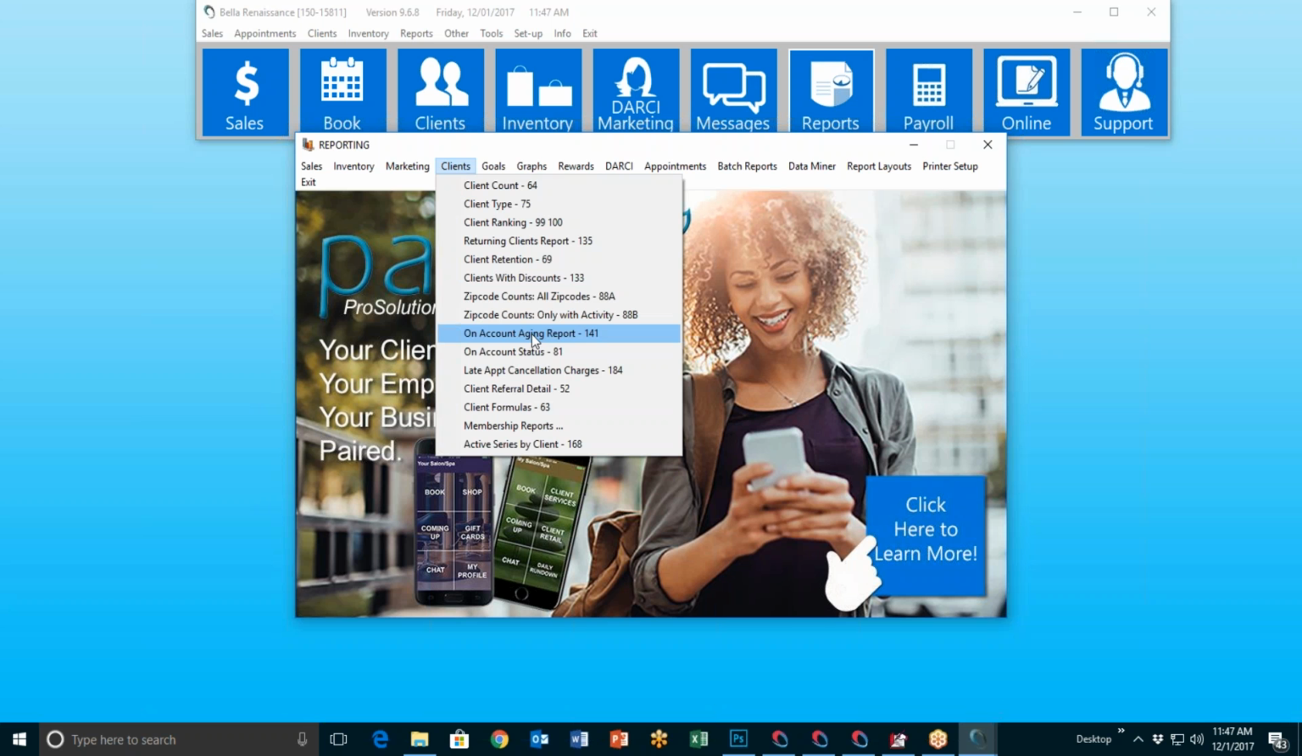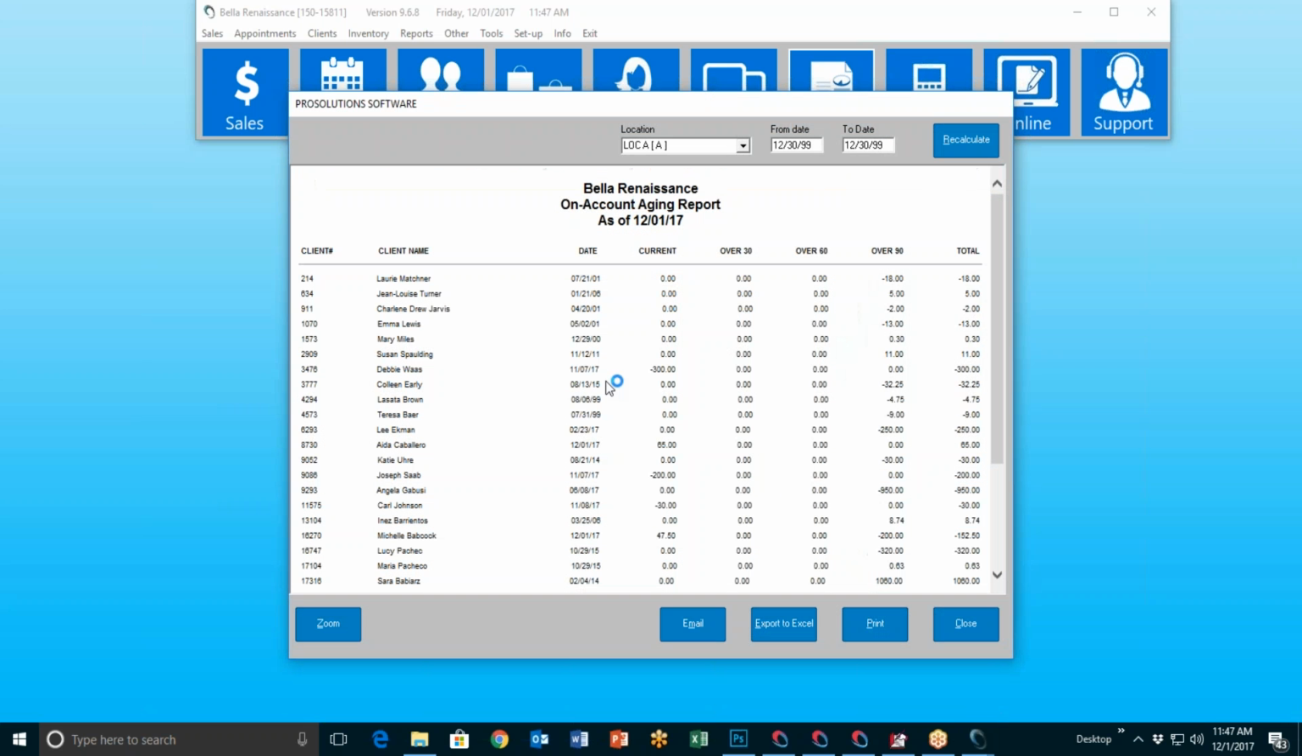Oh, there we go. So it's under clients. It took me a little bit, but I found it. So under clients, we have the on-account aging report. And the on-account aging report will show me everybody who owes me money and for how long. So I've got the date, current, over 30 days, over 60 days, over 90 days, and my totals.